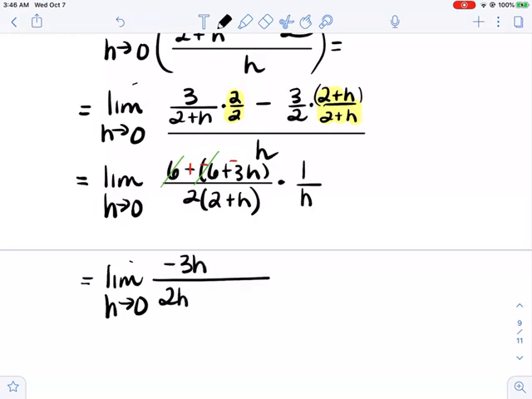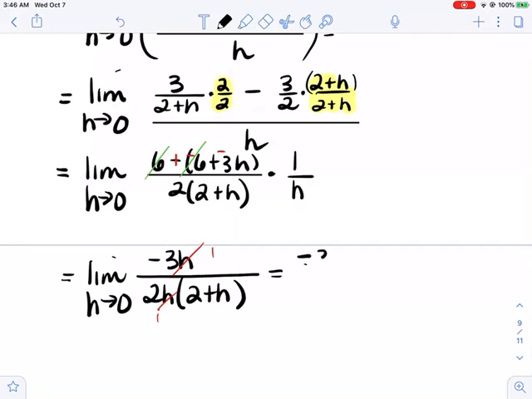And that's going to be over 2 times 2 plus h. I'm going to move this h over here. So we're going to cancel the h's here. And that leaves us with, we can go ahead and substitute in here because the h's just become 1s. So we get negative 3 in the numerator. And then in the denominator we have a 2 times the quantity 2 plus 0.